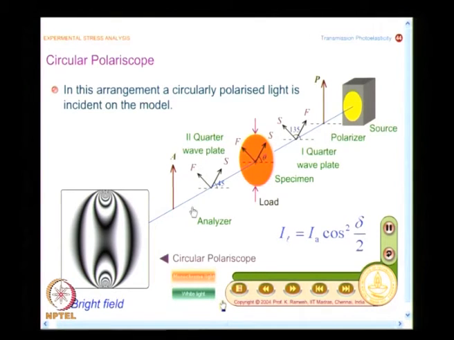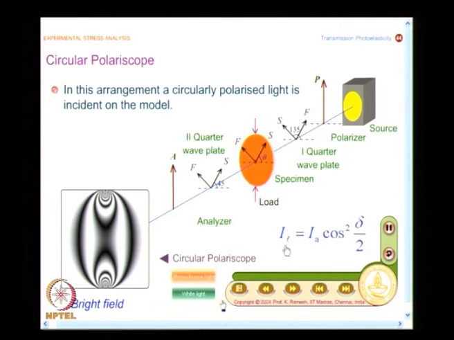I will repeat the animation. You will see that when the analyzer is horizontal, in addition to the quarter wave plates being crossed, the polarizer and analyzer are also crossed. You will see the background as dark. We will develop all the equations later. First, make the observation. And I also bring in the expression, which you can derive, and we will also derive.